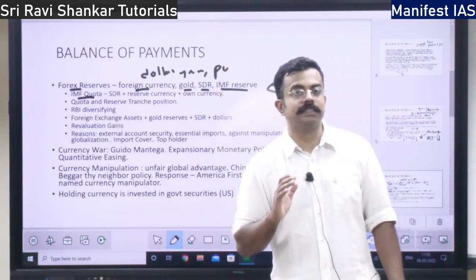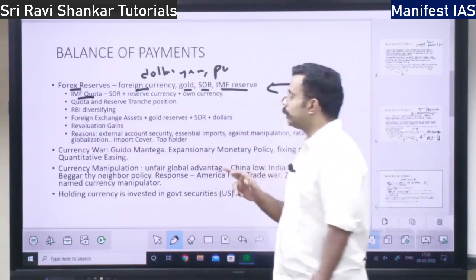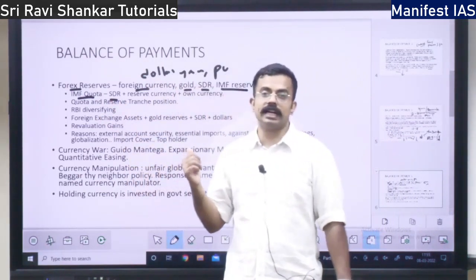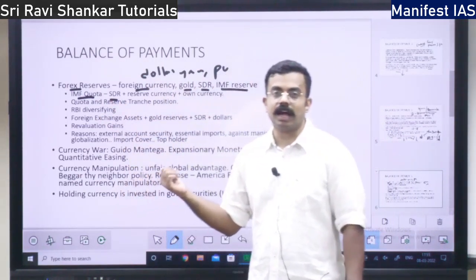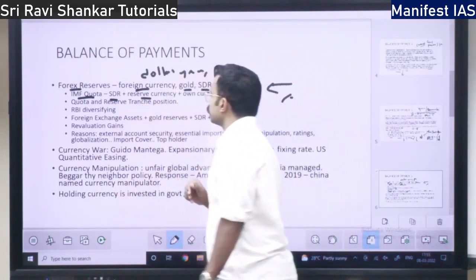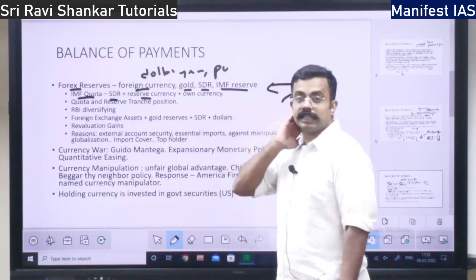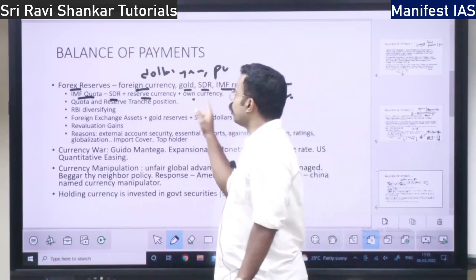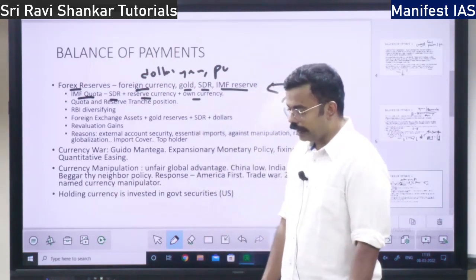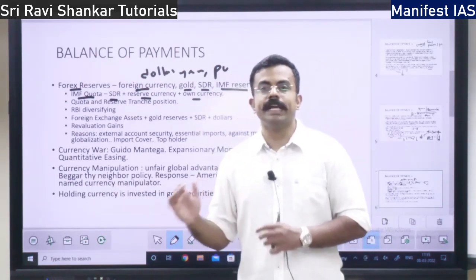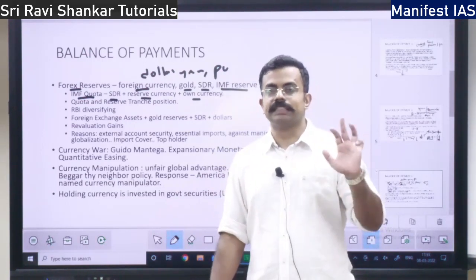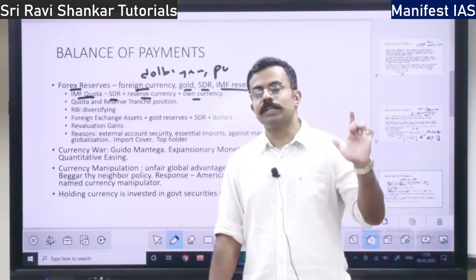What kind of money is it? That money involves special drawing rights, which is the official IMF currency. Then it also involves reserve currency. Apart from that, it involves the country's own currency as well. So for the IMF quota, every country has to maintain some reserve with the IMF. That reserve is SDR, foreign currency, plus own currency.